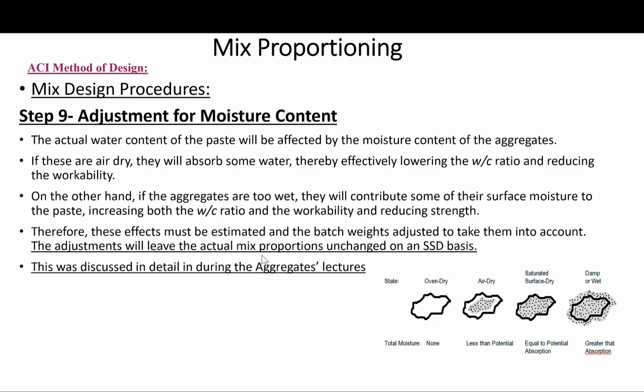Step number 9, adjusting for moisture content of the aggregates. As we know, the actual water content of the paste will be affected by the moisture content of the aggregates. So if these are air dry, they will absorb some water, thereby effectively lowering the water cement ratio and reducing the workability. On the other hand, if the aggregates are too wet, they will contribute some of their surface moisture to the paste, increasing both the water cement ratio and workability, and reducing strength, and of course affecting durability later.